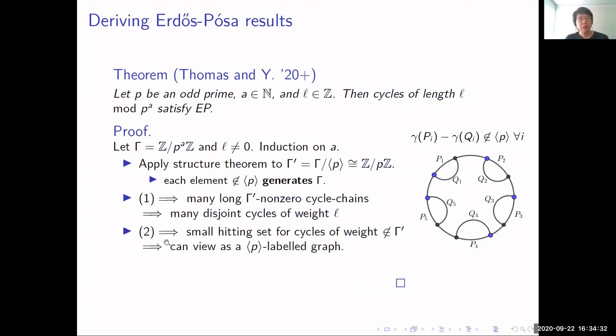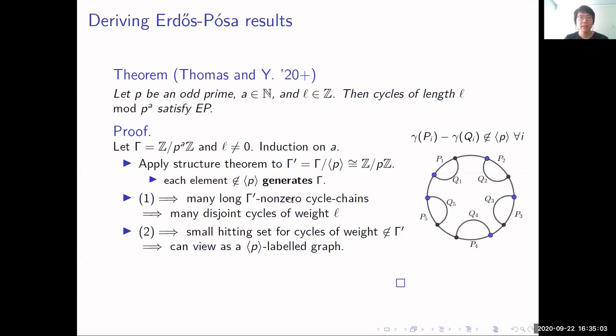And in the second outcome, there's a small hitting set for non-zero cycles. Is there a question in the chat? Sorry. Right, so the second outcome says that the small hitting set hits all cycles that have non-zero weight in this quotient group.